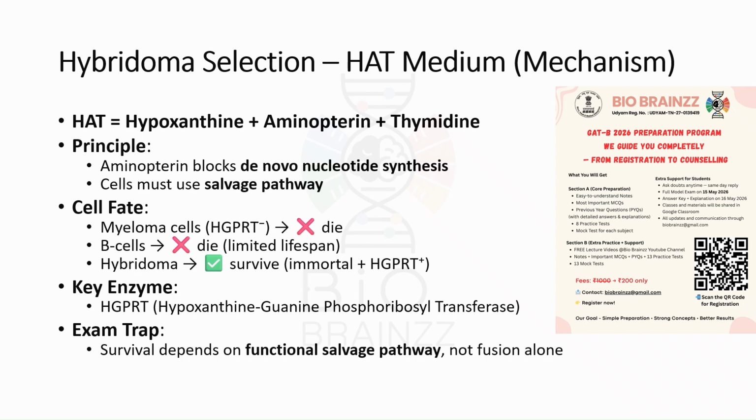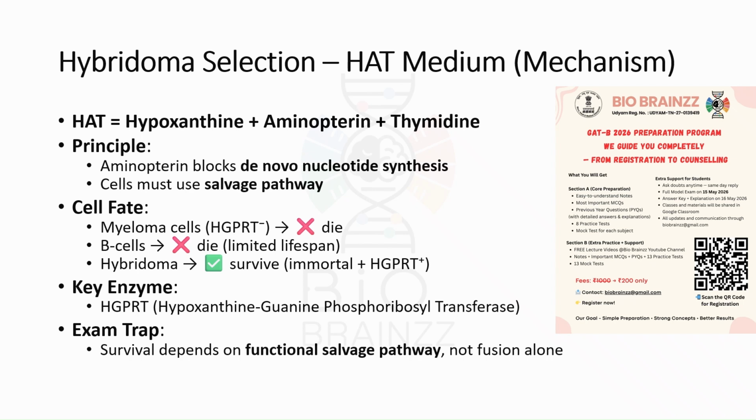HAT medium contains hypoxanthine, aminopterin, and thymidine. Aminopterin blocks the normal pathway of nucleotide synthesis, so cells are forced to use the salvage pathway for survival. Myeloma cells cannot survive because they lack the HGPRT enzyme, and normal B cells die naturally after some time.